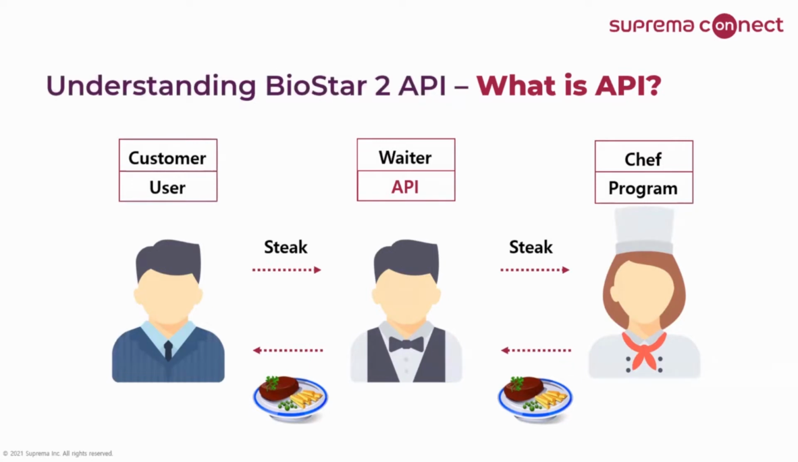API plays a role just like the waiter in the scenario. API presents the menu, which is the command list, to the customer or a program, so that it can make orders. API takes orders, works with the chef, and delivers the requested menu. In simple words, API is a middleman that helps programs interact with one another.